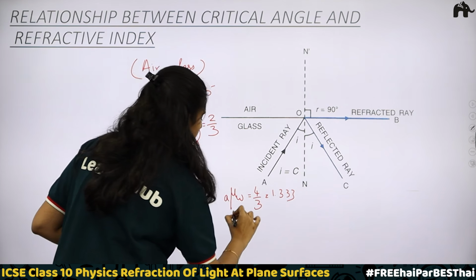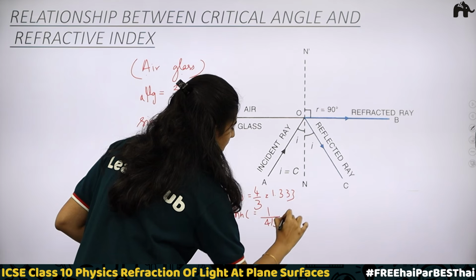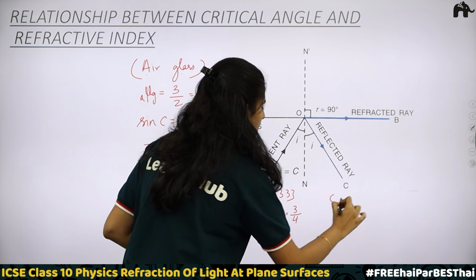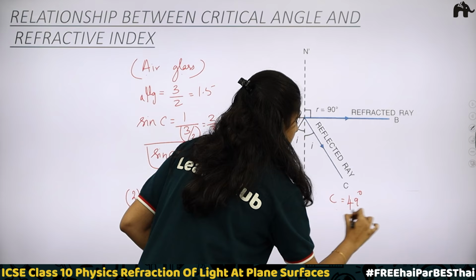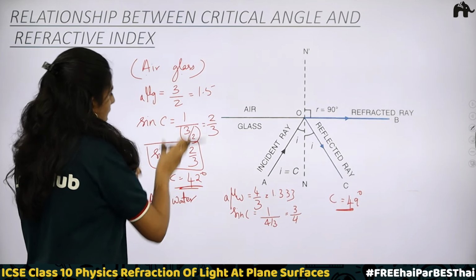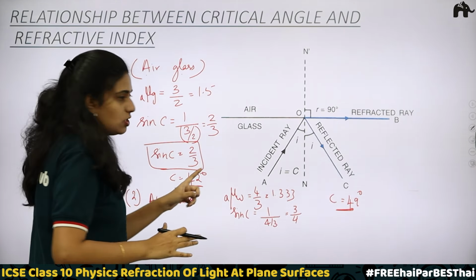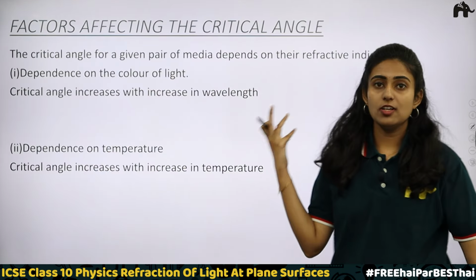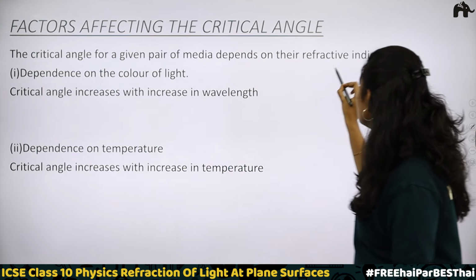Now, we have sin C is equal to 1 by 4 by 3, which is 3 by 4. To get the critical angle C value, you have to take the sine inverse of 3 by 4. And the value will be 49 degrees. For the glass-air pair of medium, the critical angle is 42 degrees, and the air-water pair of medium will have the critical angle equal to 49 degrees. What are the factors affecting the critical angle? The critical angle for a given pair of media depends on the refractive index.